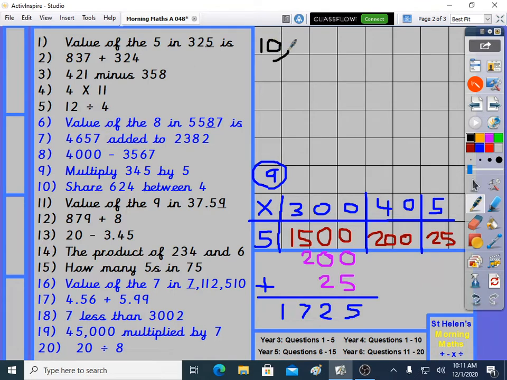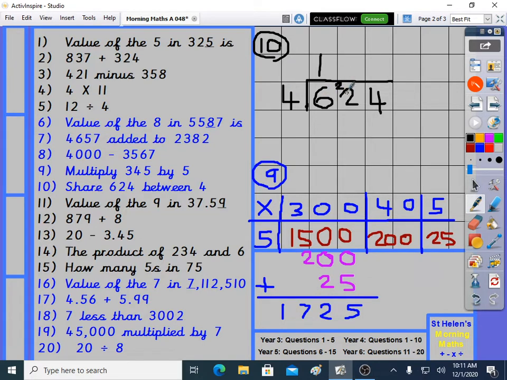Share means divide. 624 between 4. So you haven't done much division this year as a topic in year 4, so we're still working on year 3 level division, really. How many 4s in 6 is 1, because 1 4 is 4, but that says 6, so remainder 2.